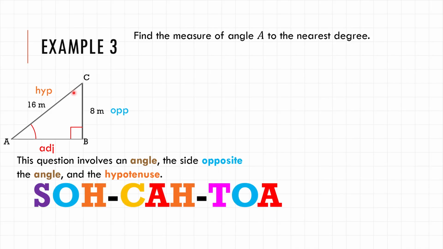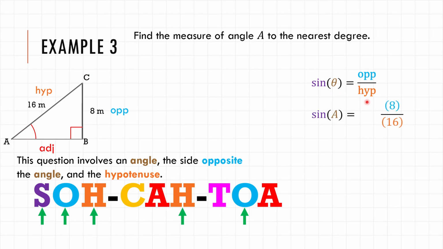And that tells me that I should be using, so that combines the opposite to the hypotenuse, and that is the sine ratio. So sine of this angle, whatever angle that is, is equal to the opposite side divided by the hypotenuse. And of course, we know that 8 divided by 16 is 0.5. So that is the ratio associated with angle A. What is angle A? How do I find out? I don't need the ratio. I need the angle itself.